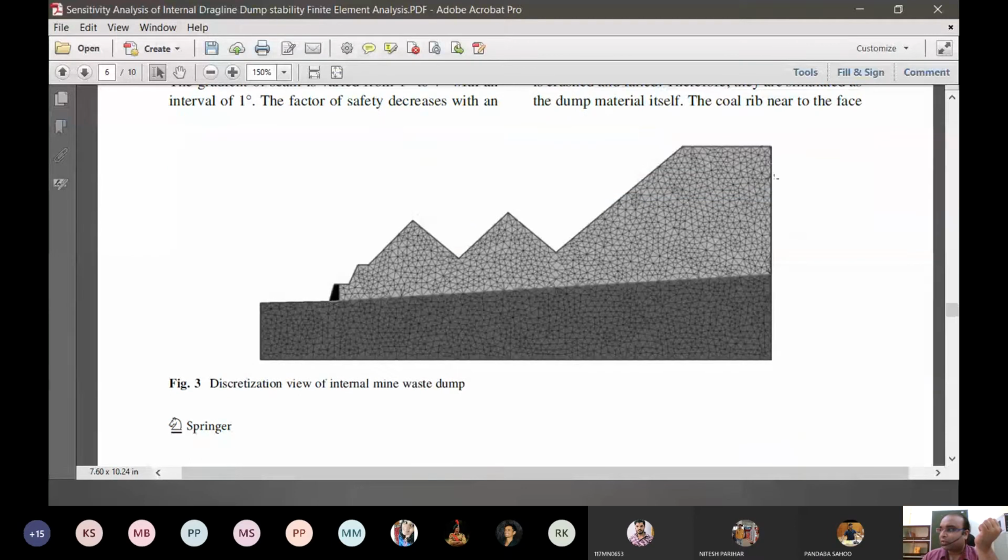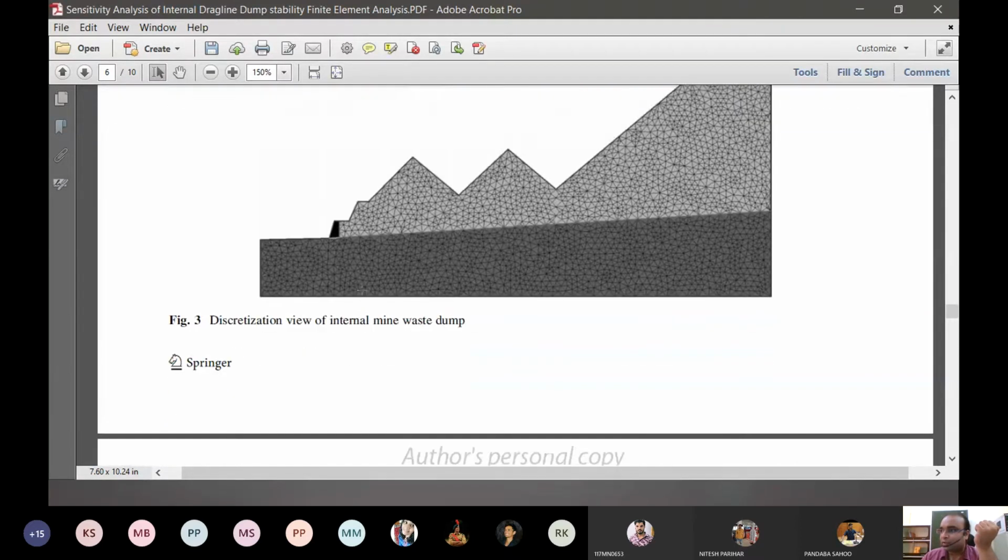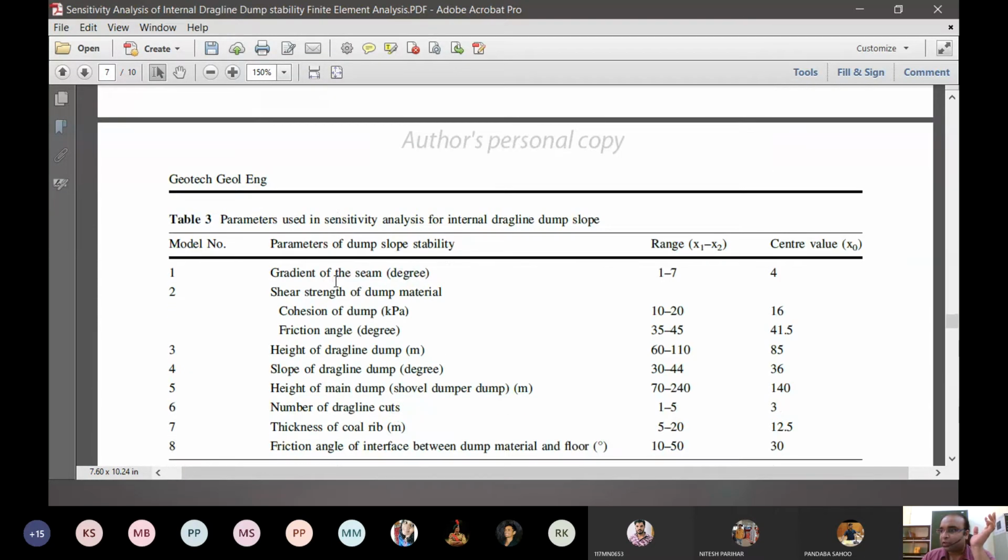So what we found out was this kind of finite element model was done. On the right side, you can see a main dump that is there, and some small diagonal dumps that are there. And we simulated a coal rib on the leftmost part, you can see. So this was inclined at certain inclination that was also given because the coal rib was inclined, coal bed was inclined. So on the basis of that, we wanted to see how these variations basically affect the overall factor of safety, right?